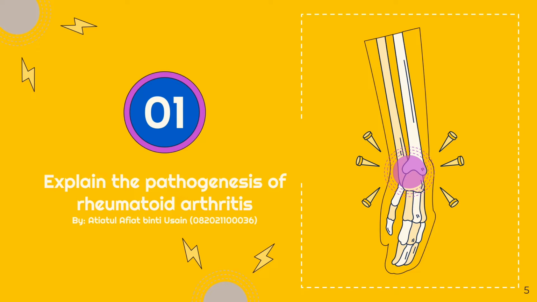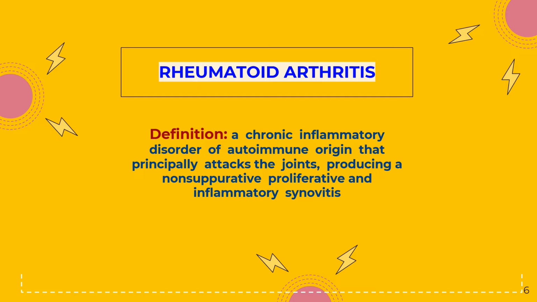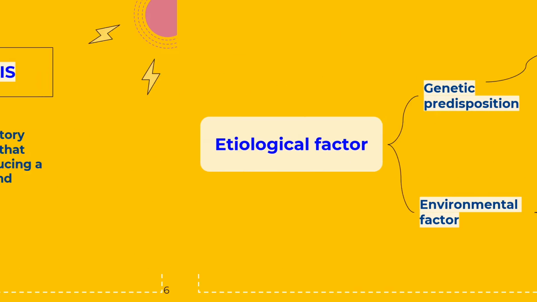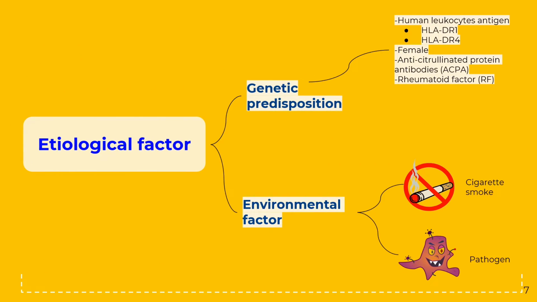Hello, my name is Atiatul Afiat and I'm going to explain the pathogenesis of rheumatoid arthritis. But before that, what is actually rheumatoid arthritis? So, rheumatoid arthritis is a chronic inflammatory disorder of autoimmune origin that principally attacks the joint and produces a non-suppurative proliferative synovitis. And what is the etiological factor of rheumatoid arthritis?